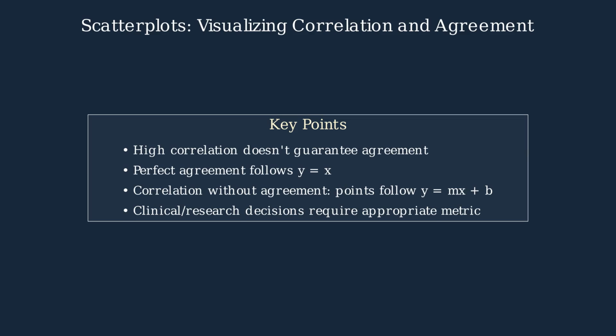Perfect agreement follows the y equals x line, while correlation without agreement means points follow a different line. Choosing the right metric is crucial for valid clinical and research decisions. Pearson's correlation coefficient, R, quantifies the strength and direction of a linear relationship between two continuous variables.